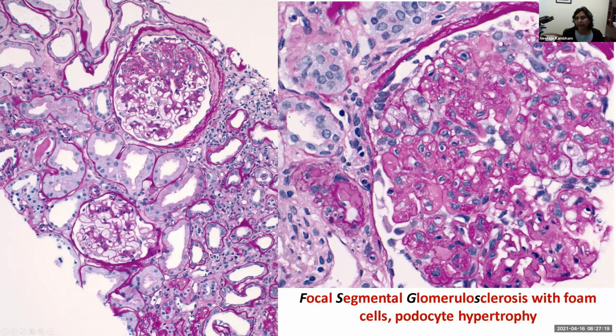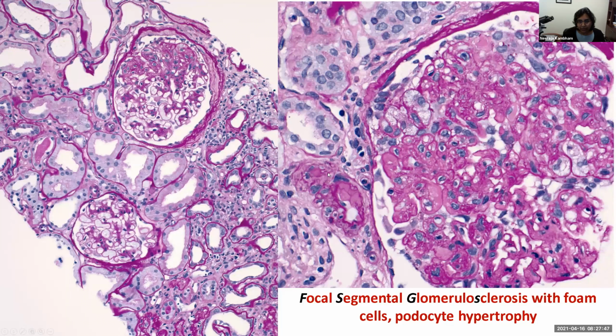And on high power at a different area, there are some foam cells and hyaline insudation, and these are all epithelial cells called the podocytes. They're undergoing hypertrophy. So these are all the changes you can see. And this would be called FSGS, that is focal segmental glomerulosclerosis. This is something, when we see active lesions, we describe it. It may have prognostic implication.